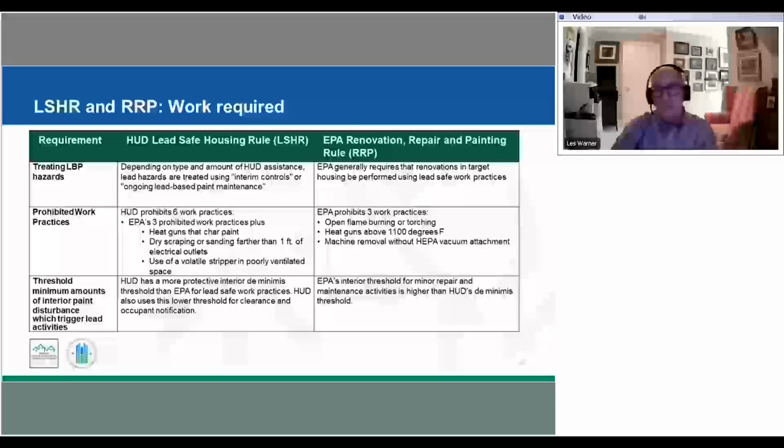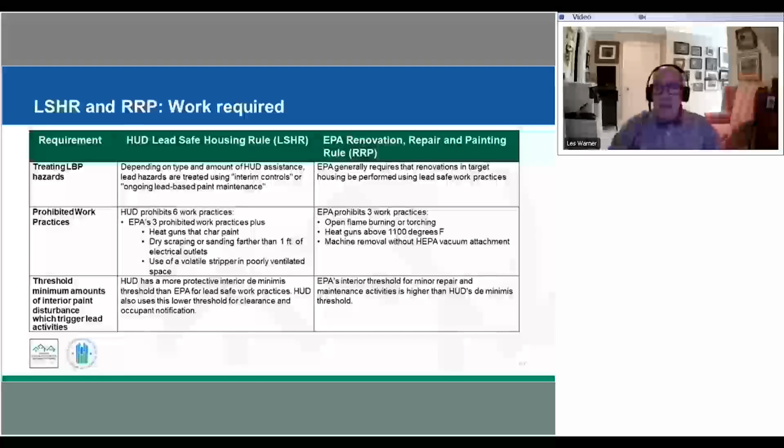The EPA rule is really setting in place that they have to follow lead-safe work practices. The goal of the EPA rule is to make sure that as renovators are doing renovation, repair, or painting, they're working in a lead-safe manner so they're not generating lead hazards based on the way they're working. Here's another key difference between the EPA and the Lead Safe Housing Rule. We have a list of prohibited work practices under both requirements, but HUD has three additional ones.